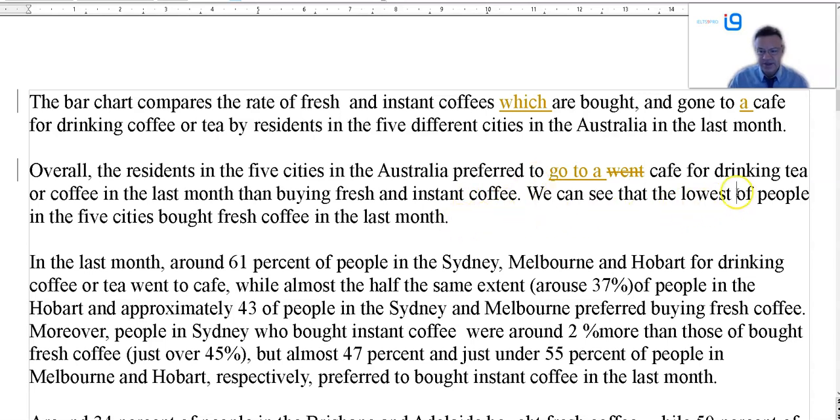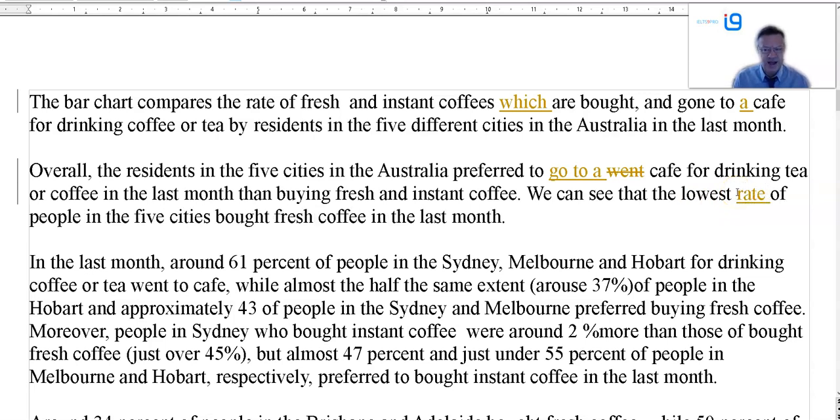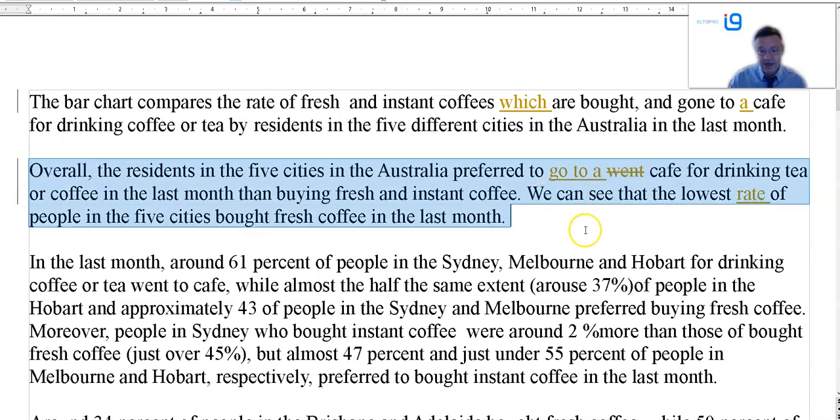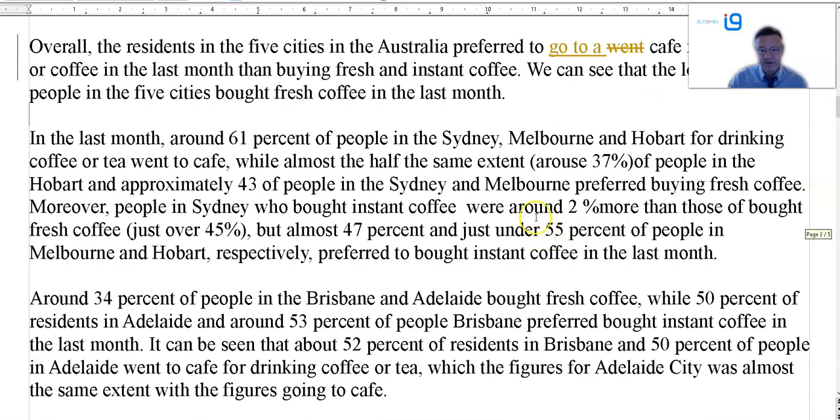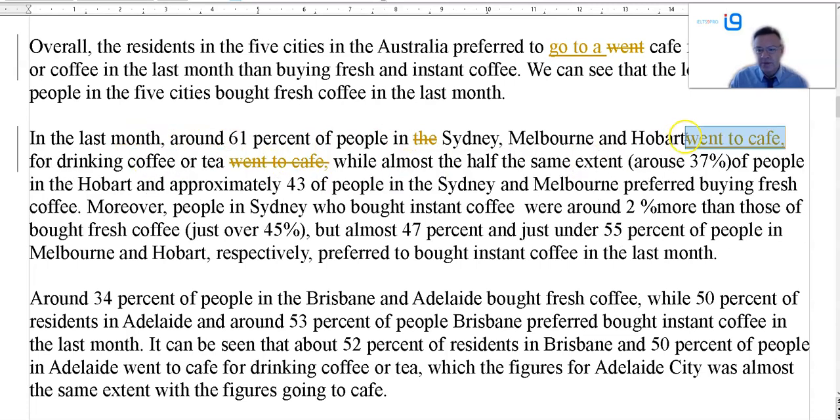You can see that the lowest kind of people? The lowest people? You mean the lowest rate of people? Okay, so that overview is better. Okay. In the last month, 600 people in Sydney, Melbourne. Right, so we don't need an article if it's a noun, because it's a proper name. Hobart went to a cafe for, right, word order, Hobart. What did they do? So we've got subjects, Sydney, Melbourne, Hobart, went to a cafe for drinking coffee or tea.